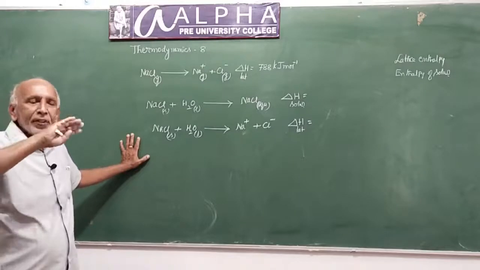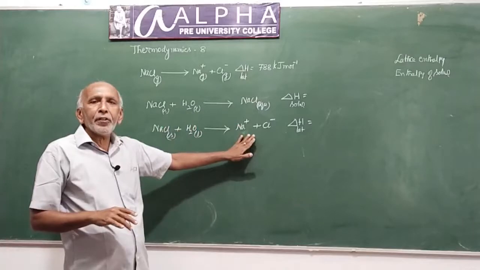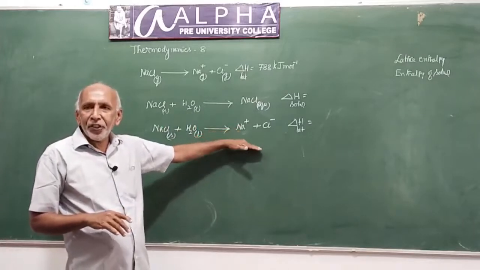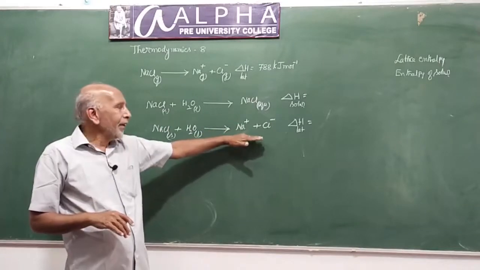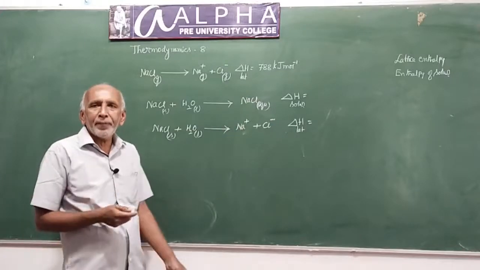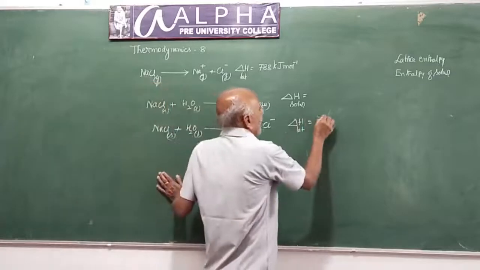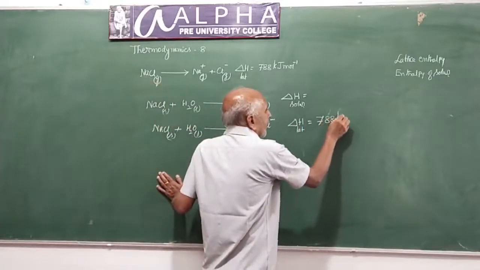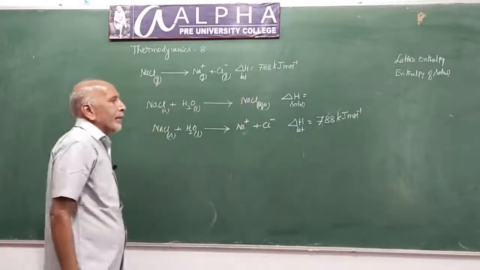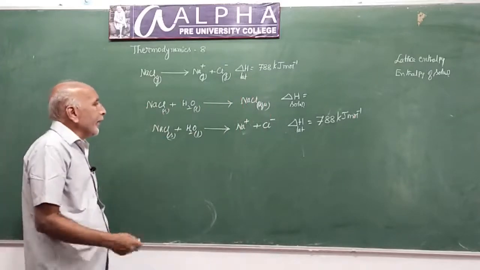So first the ionic crystal breaks into constituent ions. The process is known as ionization. Ionization happened, the lattice broke, and the enthalpy change is known as lattice enthalpy. This lattice enthalpy, that is the lattice enthalpy of sodium chloride, is found to be 788 kilojoule per mole.